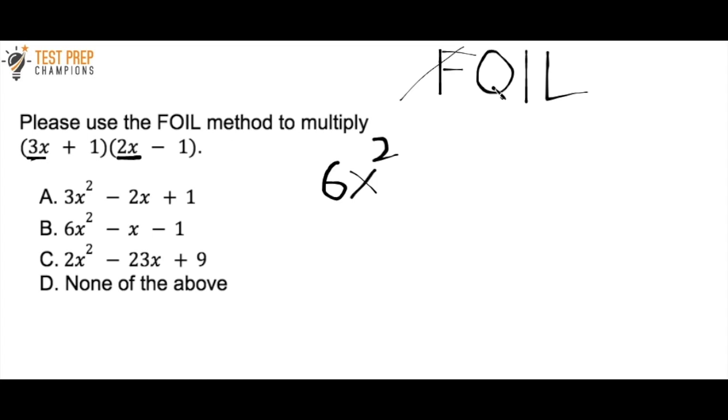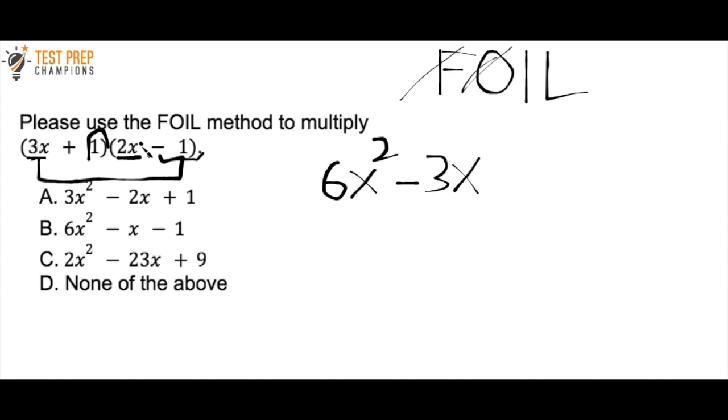So the O stands for outer. So next what I want to do is I'm going to do 3x. I'm going to multiply it by the outer term here, and I have to take this minus into consideration. So it's not just 3x times 1, it's 3x times minus 1, which is going to be minus 3x.